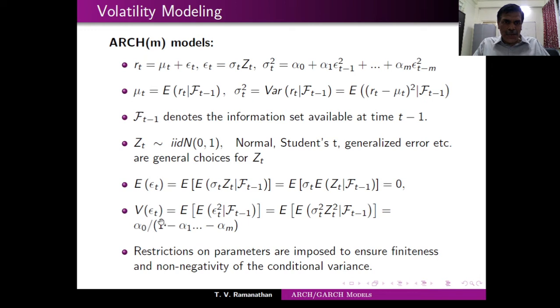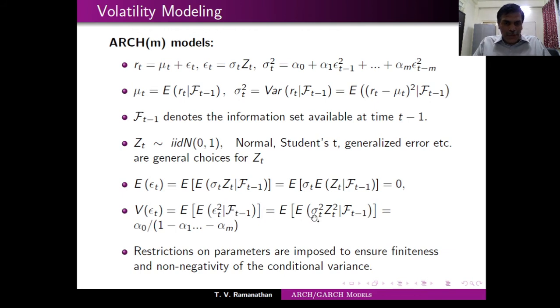The variance of epsilon t is the expected value of epsilon t square, because the expectation of epsilon t is 0. And the expectation of epsilon t square, I can write as the expectation of epsilon t square given ft minus 1, and again take one more expectation. This is called the smoothing property of the conditional expectation: the expectation of x is equal to the expectation of the expectation of x given y. Exactly the same thing which we are using here.